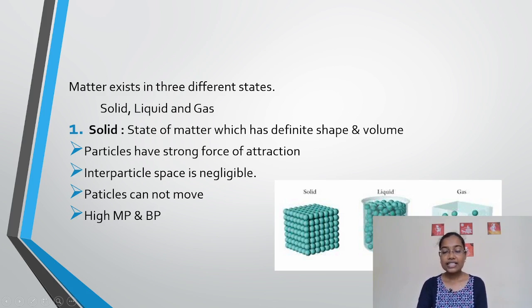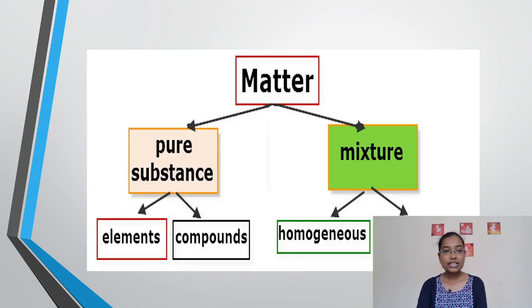Okay, now let's see the next topic. At the macroscopic or bulk level, matter is again classified into 2 types. First one is pure substances, then next is mixtures. Pure substances are again classified into 2 types: elements and compounds. Mixtures are classified into homogeneous mixtures and heterogeneous mixtures. Now let us see this broad classification in detail.